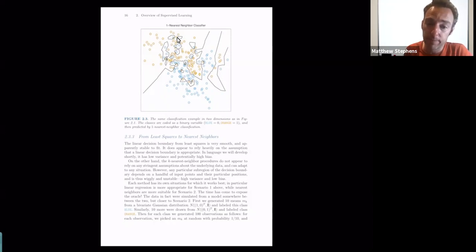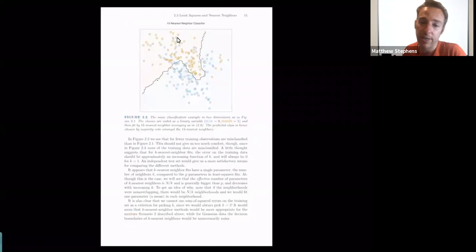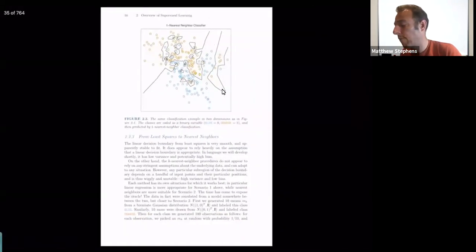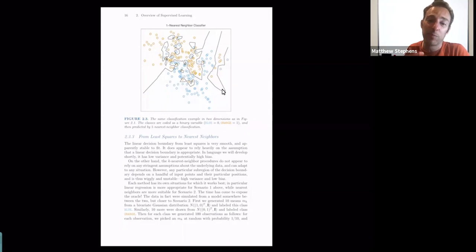Whereas the 15 nearest neighbor classifier doesn't do that. So you can see how a more flexible model can lead to worse performance on out of sample prediction, even though in sample, that is on the training data, the one nearest neighbor classifies every point exactly correctly, because it's its own nearest neighbor. So its performance on the training data is perfect, but its performance on test data would be worse.